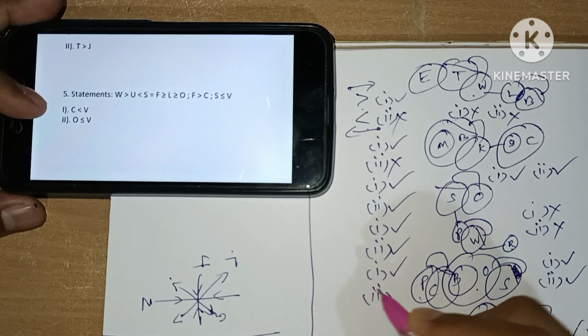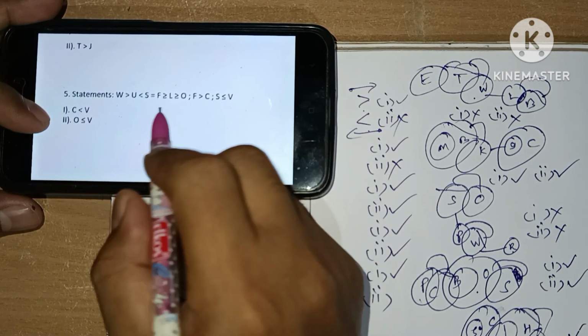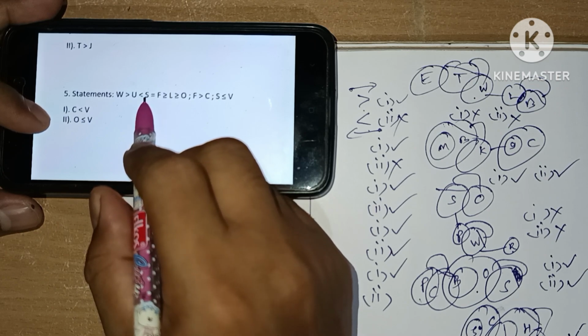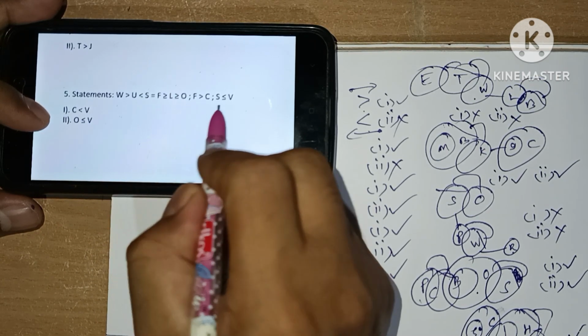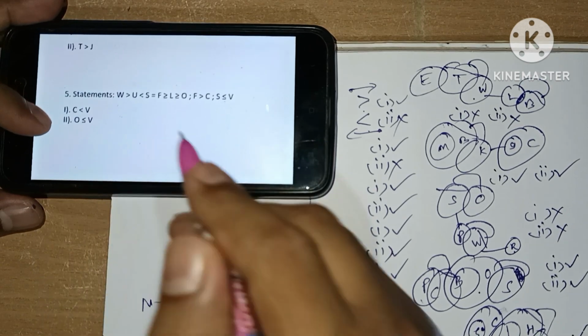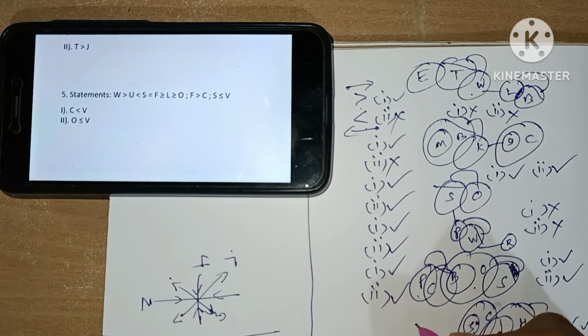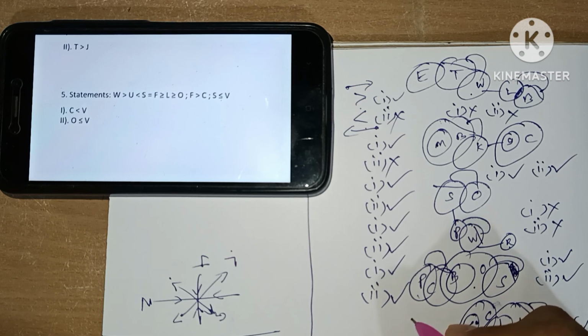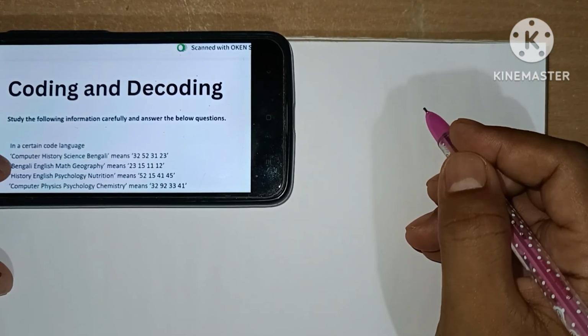Second conclusion, the flow from V to O with everywhere equals to. V to S is possible. From S we can reach to O. Equal to here is also equal to. So second conclusion will be true. Now we have completed inequalities also. Now it is time for coding and decoding questions.